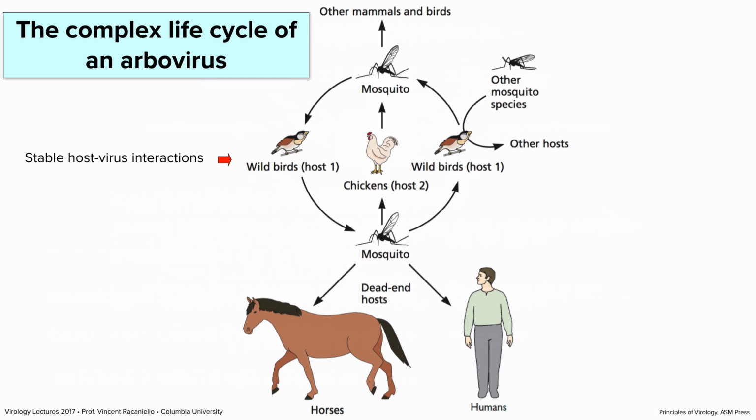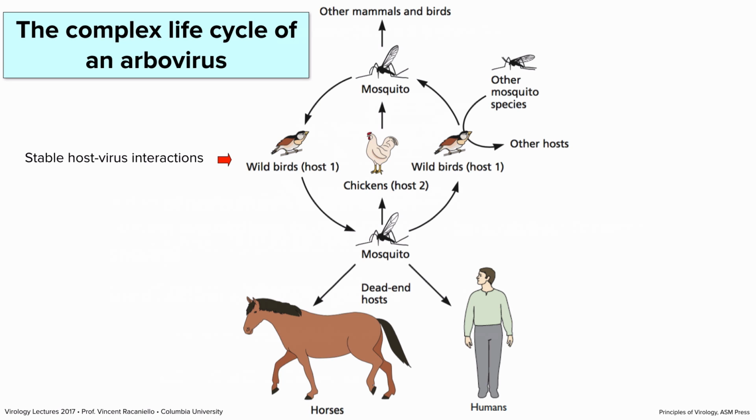We have wild birds, amongst which the virus is transmitted by mosquitoes. Mosquitoes do like to bite birds. They don't just bite us. There are many species out there that bite birds. So the virus is transmitted in a stable host-virus relationship between the birds. These birds, if bitten by a different mosquito, can bring the virus to other hosts and other stable relationships as well. These mosquitoes can also bite chickens, and they can spread virus to them.